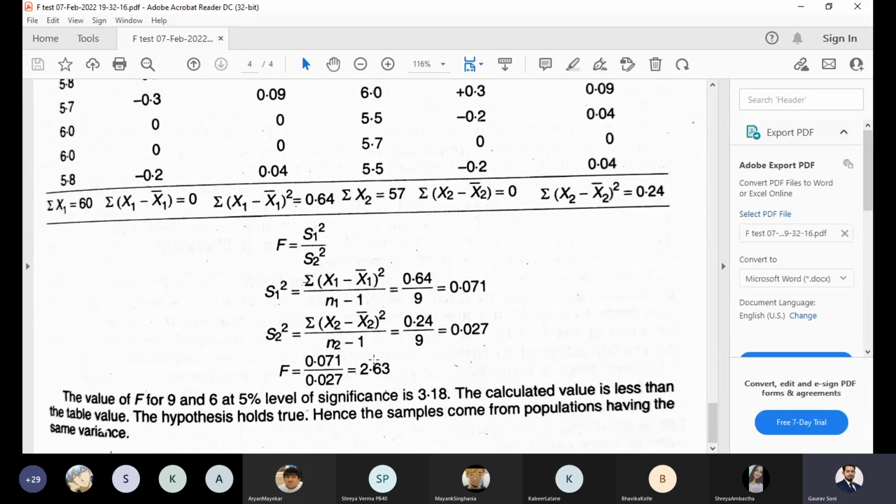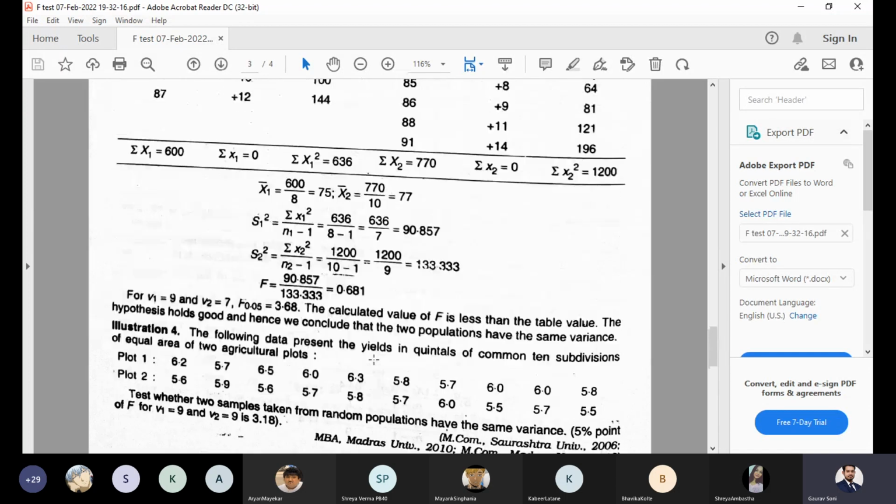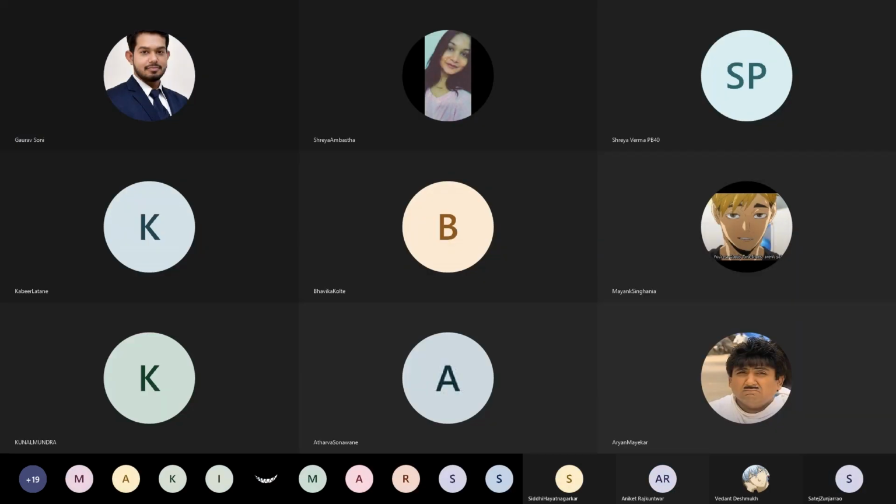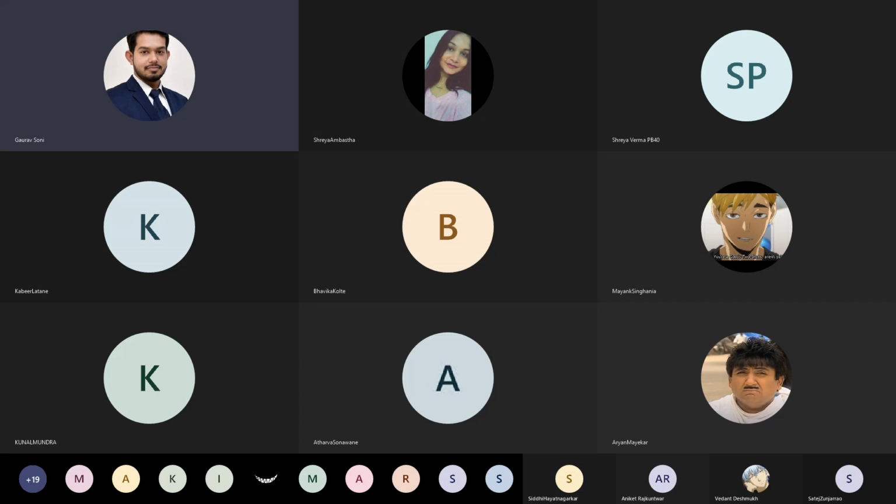And the next one, I won't go into the details of this last example. I'll give it in the tutorial so that you can solve it. Fine. So that's all about probability and statistics.